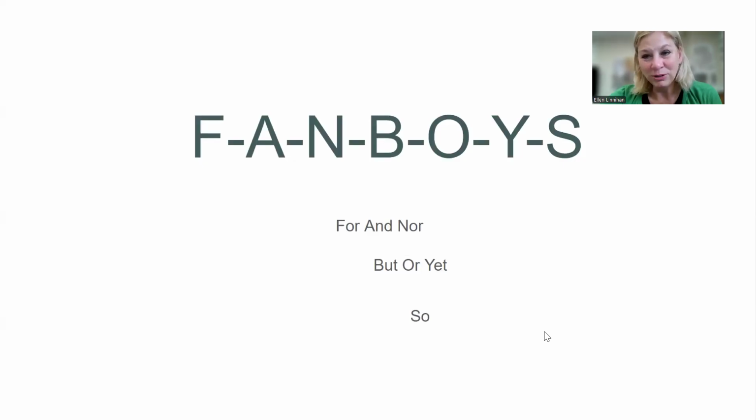We have to actually memorize this list if you want to apply this rule consistently in knowing your grammar rules. A fanboy is for, and, nor, but, or, yet, and so. Those are your options, okay? If you look at this list, it's really not that hard to memorize because all of them are either 2 or 3 letter words, right?